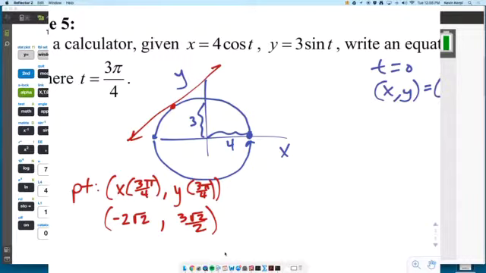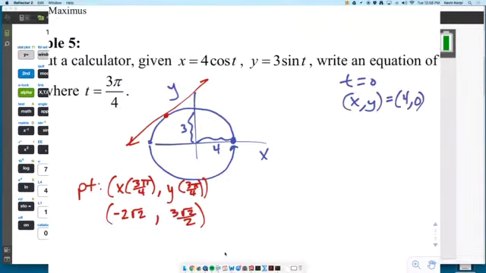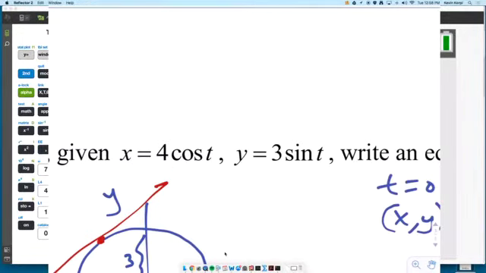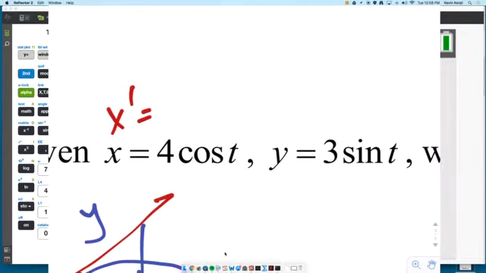So I have the point. Now I just need the slope at that point. How do I find the slope at the point? Derivative, yeah. Now last time I said there were 2 ways to do it. We went straight toward the ratio. Here's the other way to do it. You can actually find your component derivatives first if you want. X prime would be negative 4 sine of t.